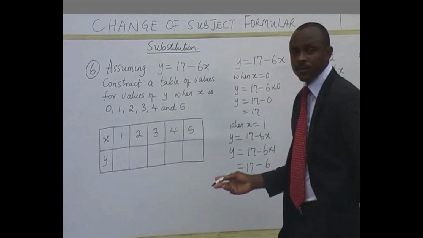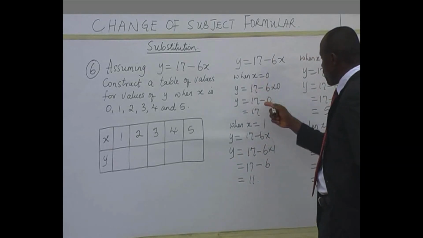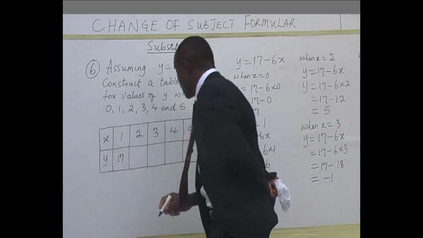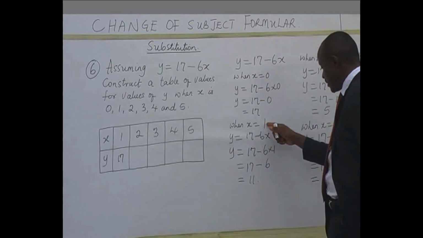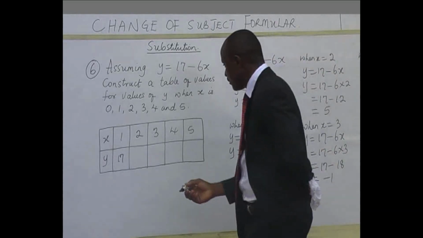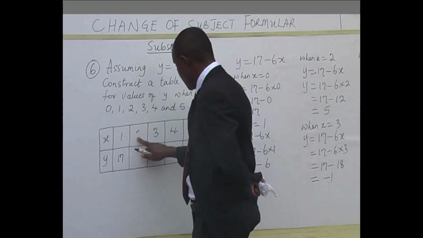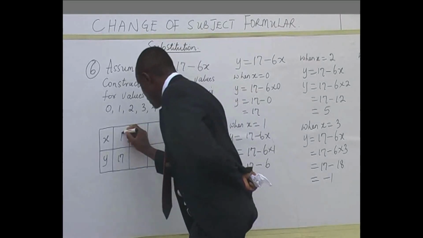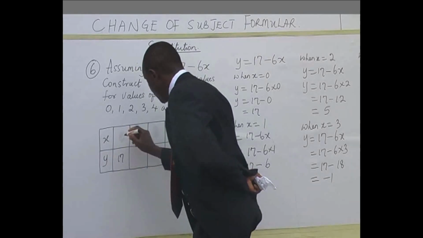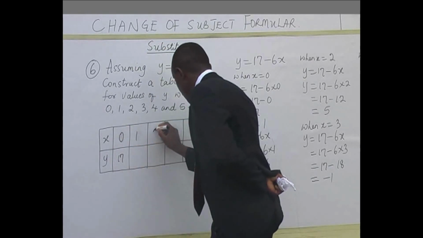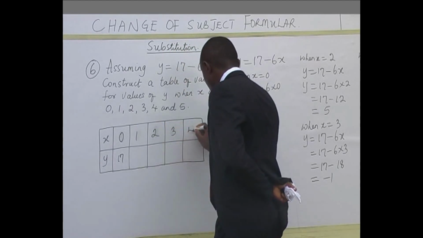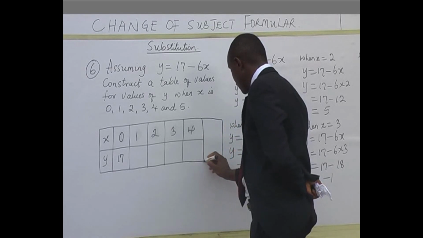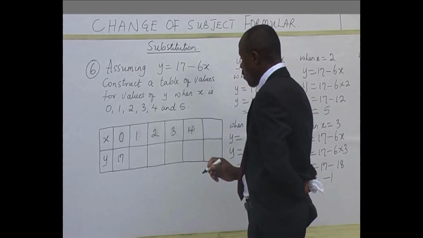From what you solved, you discover that when x was 0, you found out that y was 17. So write 17 here. When x was 1, your y was 11. Sorry, what we did here is 0, 1, 2, 3. This should be 0, sorry. 1, 2, 3, 4, then the last one, 5. The values started from 0, not from 1, okay?